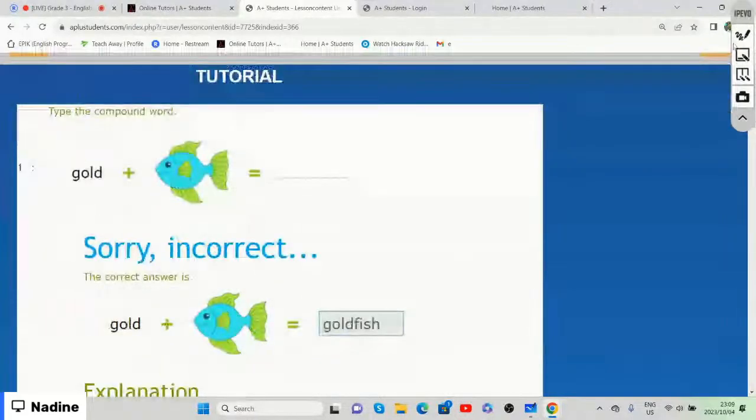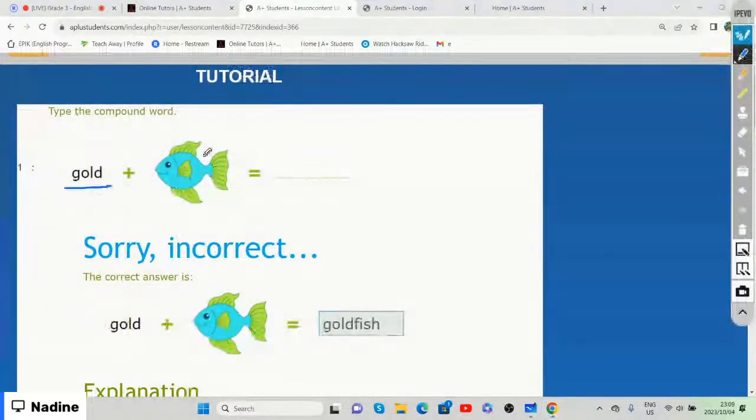So gold. And what is this little animal that we see over here? Can you identify this animal? So this is a fish, right? So basically gold plus fish, and gold plus fish is goldfish. You see, now the words become one word because we put them together. It is made up of two smaller words and then we make one big word, goldfish.